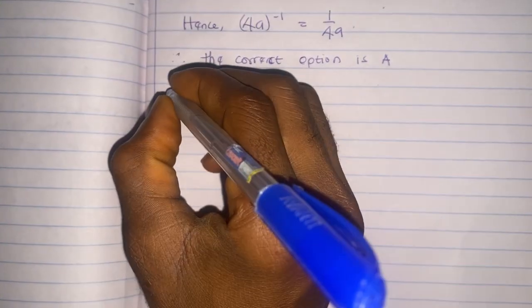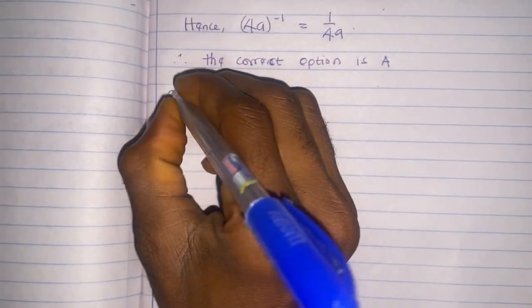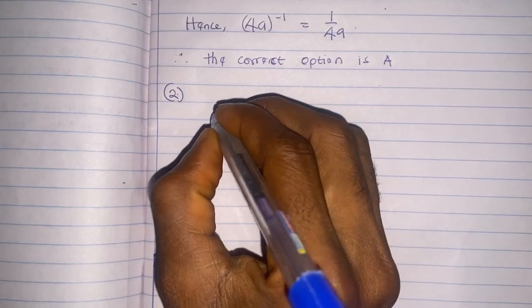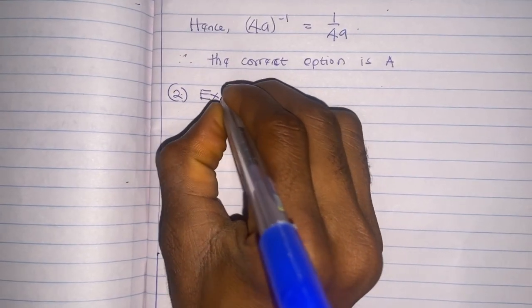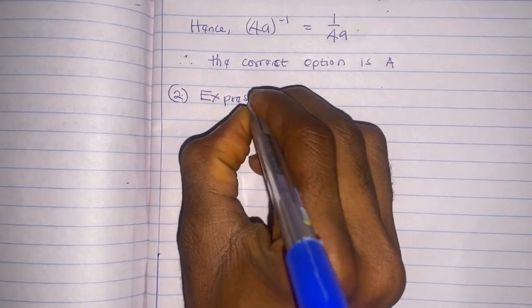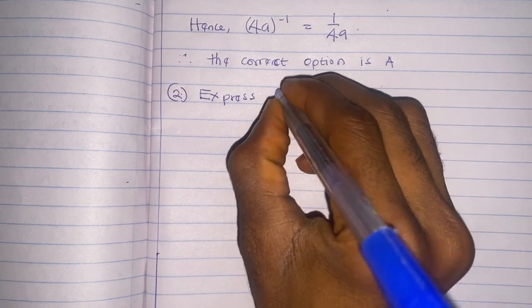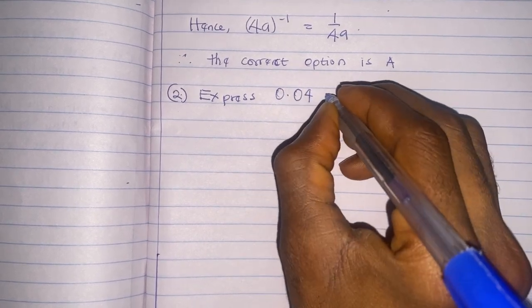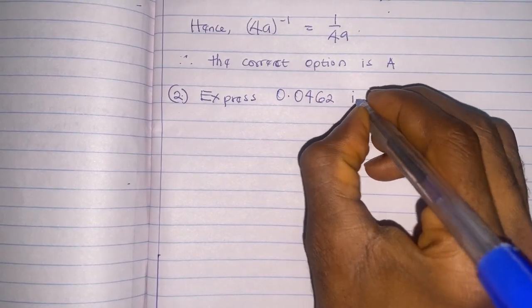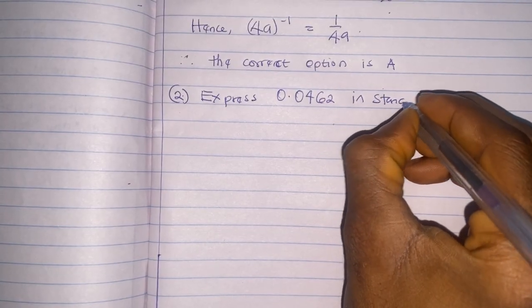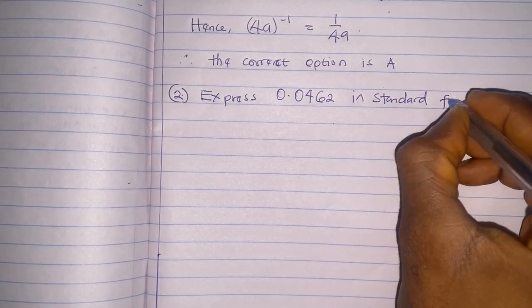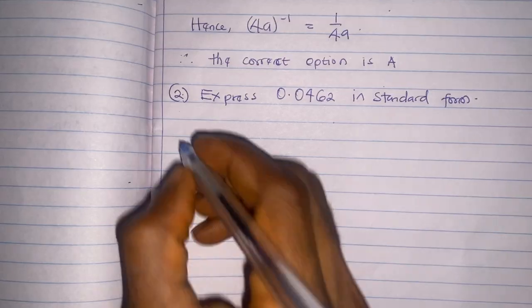Now we have the next question. The next question is on standard form. Yes, standard form. Many students mess up a lot when they have questions on standard form. The question says, express 0.0462 in standard form.